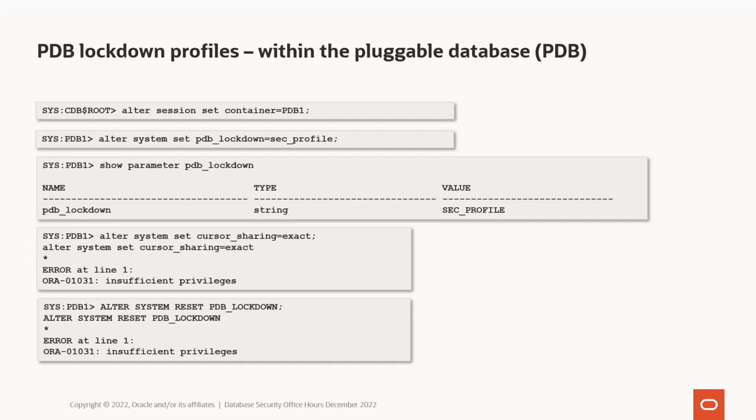And then I want to be evil Rich and I want to start changing things, right? So, okay, I'm going to set the cursor sharing to exact: insufficient privileges. Well, then fine, I'm going to get rid of this profile entirely and reset my PDB lockdown profile. Sorry, can't do it, right? So this SYS user inside of the pluggable database can't modify these parameters. It can't change the settings or the features or the capabilities of this pluggable database. It's been inherited from this PDB lockdown profile that we created in the container database.